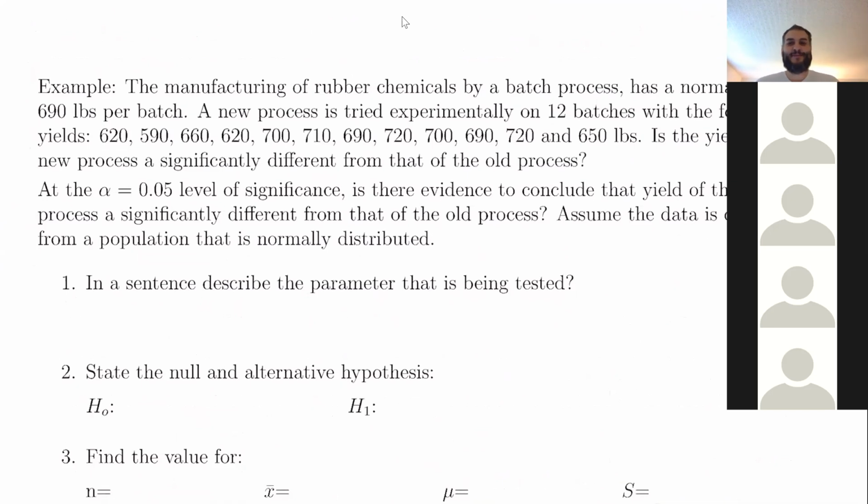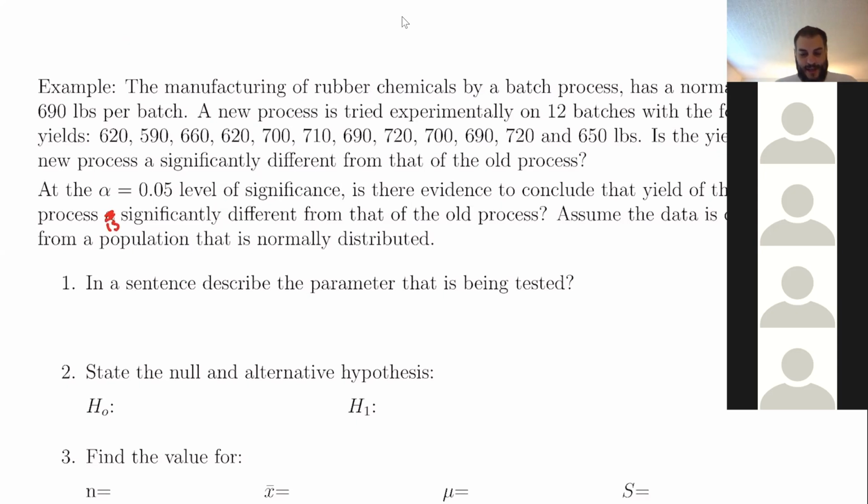All right, let's do this first problem. It says a manufacturer of rubber chemical by a batch process had a normal yield of 690 pounds per batch. A new process is tried experimentally on 12 batches with the following yield. Is the yield of the new process significantly different from that of the old process at the alpha of 0.05 level of significance? Assume the data is coming from a population that is normally distributed.